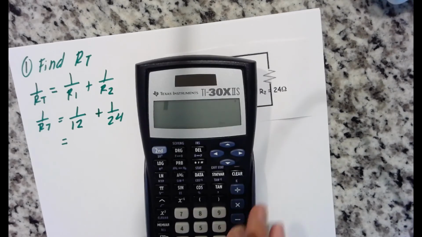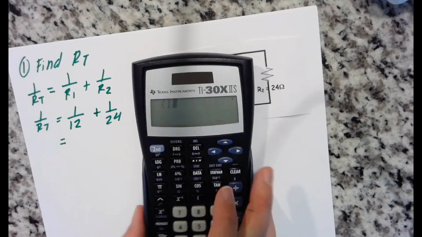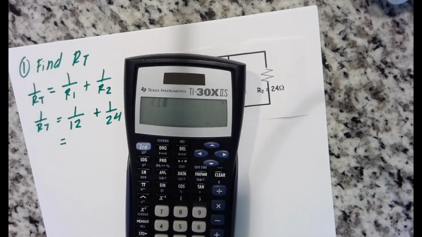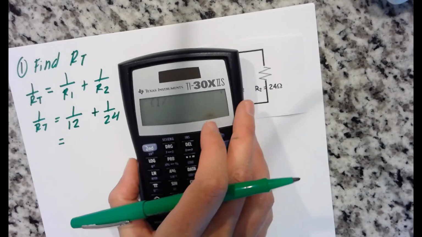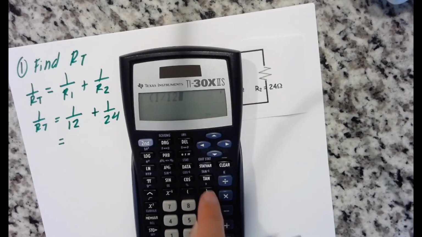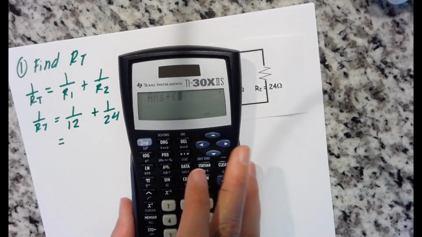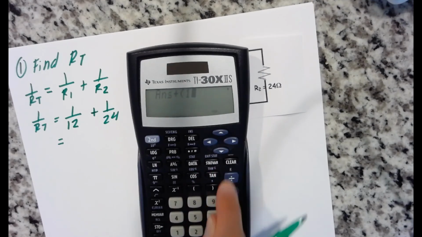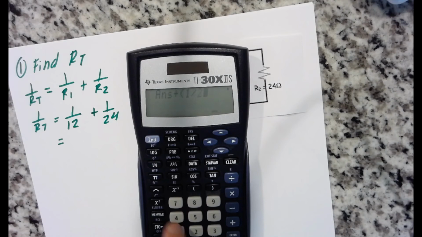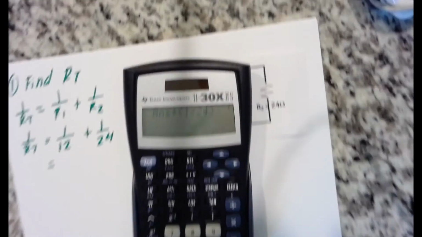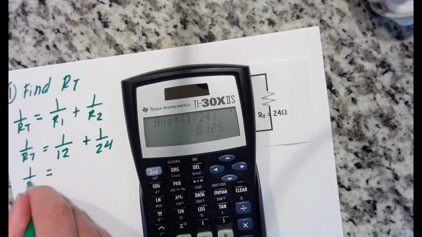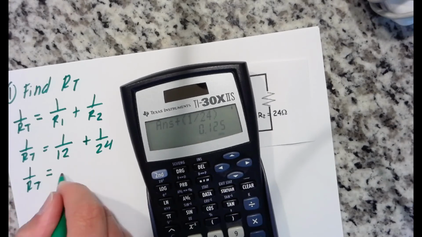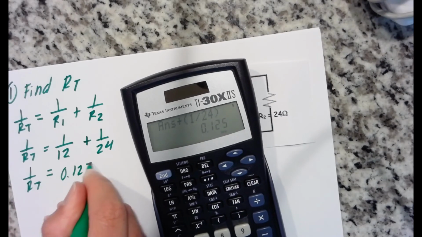I'm going to figure out what 1 over 12 is, and in order to do this on the calculator, you want to just set it up using the division function. So 1 over 12, and then I'm also going to add that to 1 over 24. And that gives me an answer of 1 over RT equals 0.125.